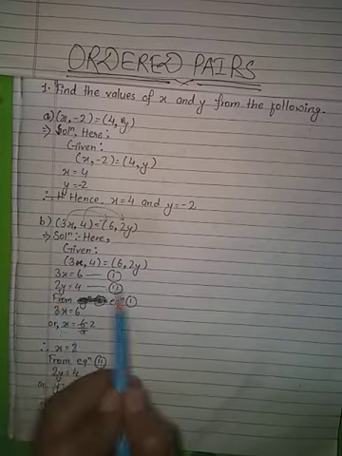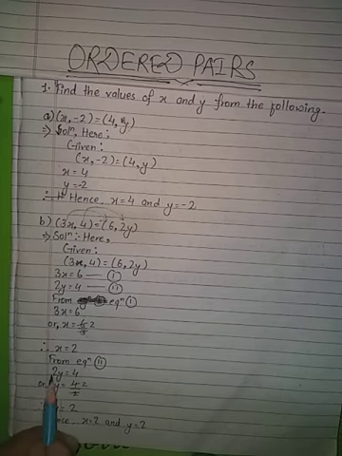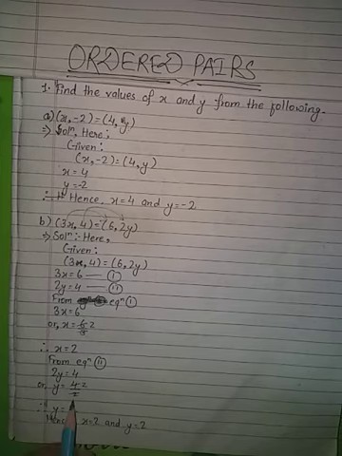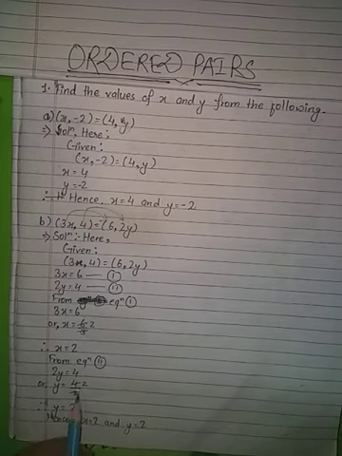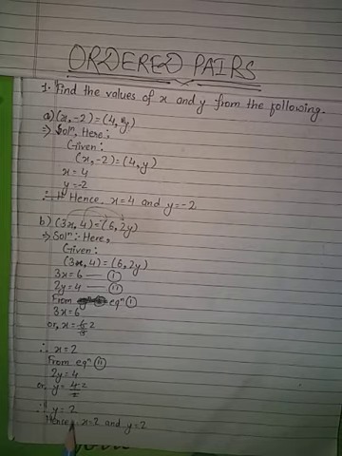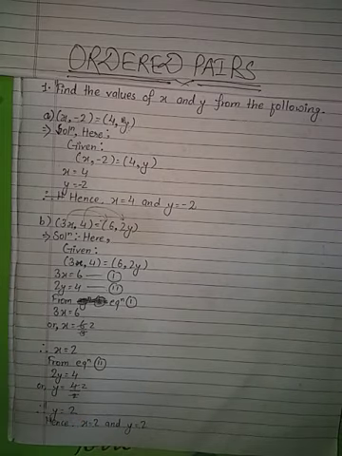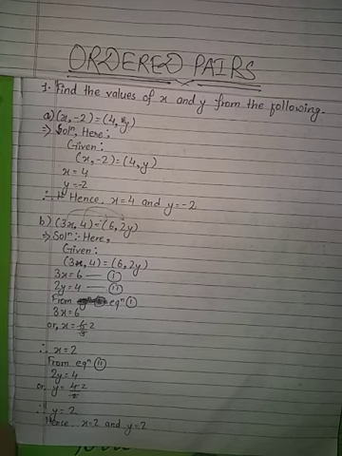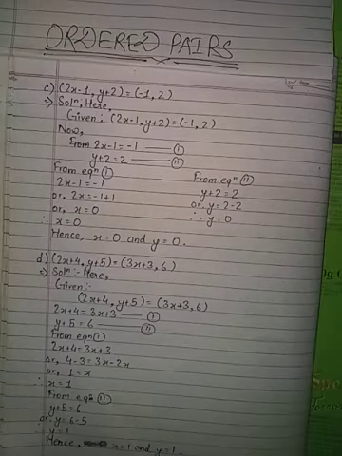Similarly, from equation 2, 2y equals 4, so 2 is in multiplication on the left side, so it goes to division on the right hand side. 4 divided by 2 is 2, therefore the value of y is 2. In this way we can calculate the values of x and y. Let me go with two more examples.